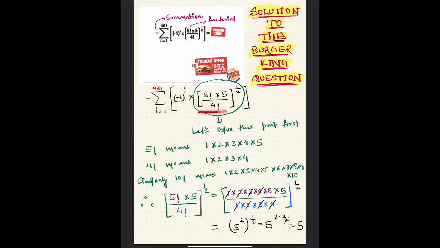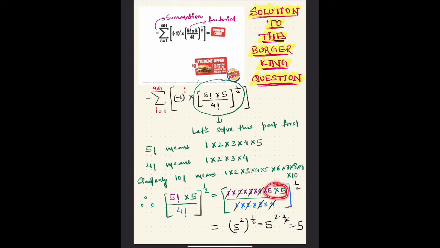Now let's take down this part and try to solve it. This part I have written here: 5 factorial times 5 divided by 4 factorial, whole to the power 1 by 2. This 5 factorial would mean 1 times 2 times 3 times 4 times 5, as you can see here. This 5 we have written down as it is. 4 factorial means 1 times 2 times 3 times 4. On dividing numerator and denominator by 1, 2, 3 and 4, these 4 terms in the numerator and these 4 numbers in the denominator cancel out each other, and we are only left with 5 times 5, that is 5 square in the numerator.